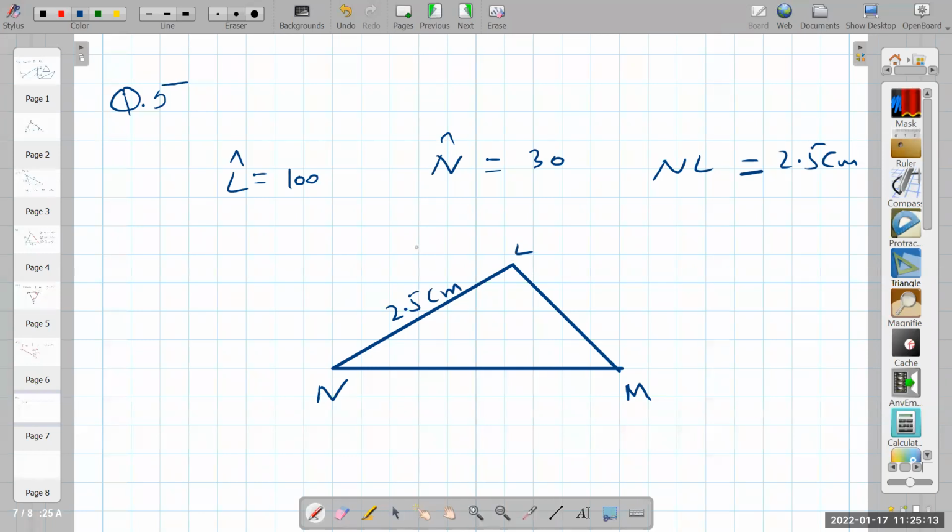Okay. Now N is 30. Where is the angle N? This is angle N, it is 30. What is the value of angle N? And what is the angle M? Sorry, L. Angle L is 100.